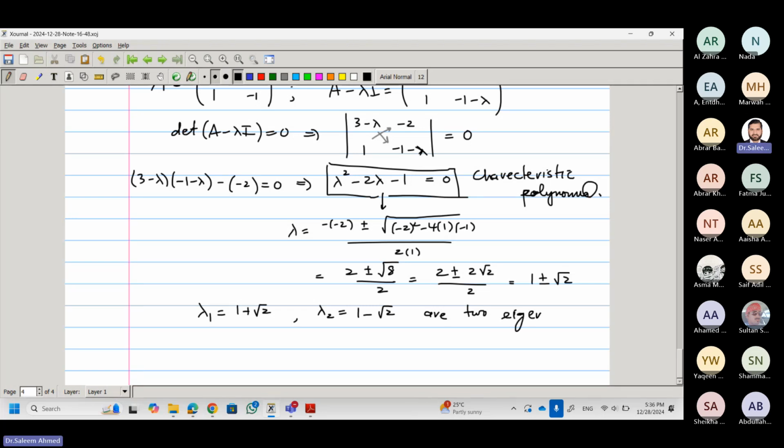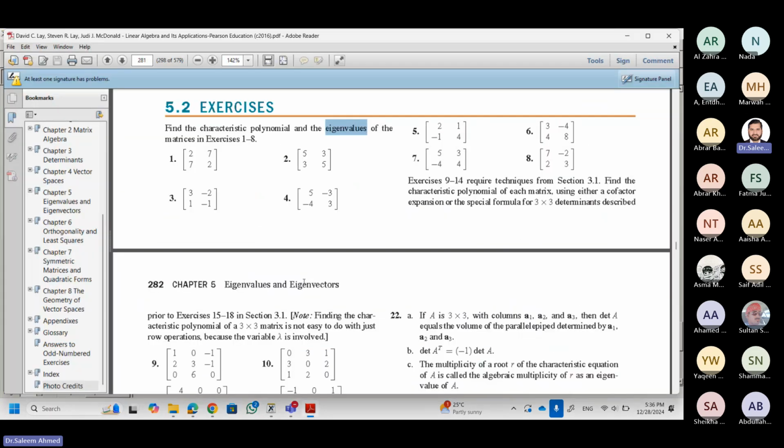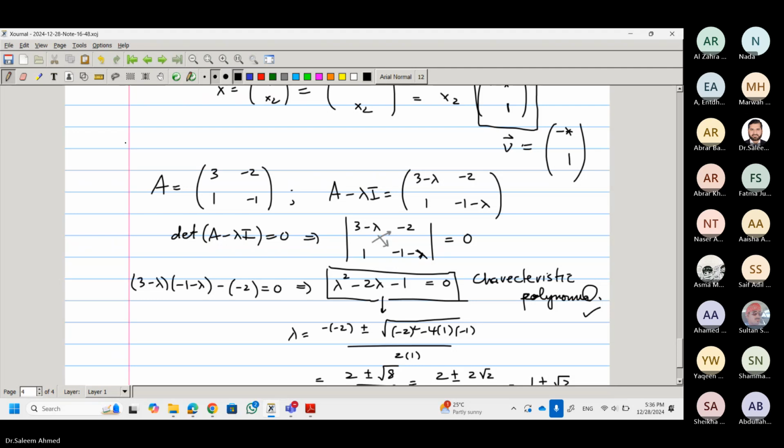So in this question, they did not ask me to find the eigenvectors, right? Just the eigenvalues. So we got the characteristic polynomial, we got the eigenvalues. So this was the only question here. This was 5.2, question number 3.